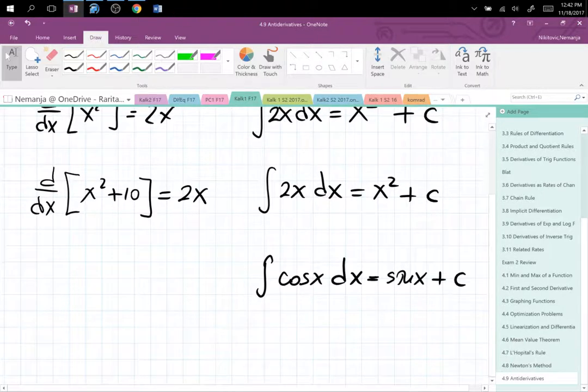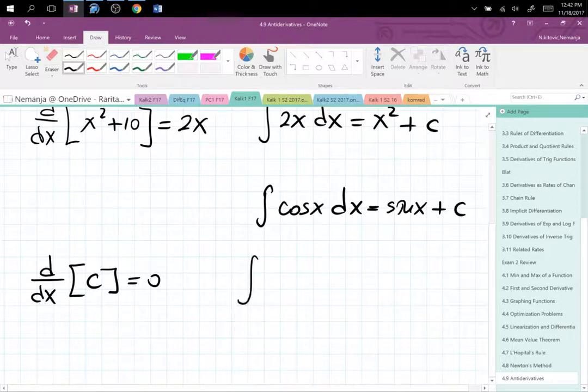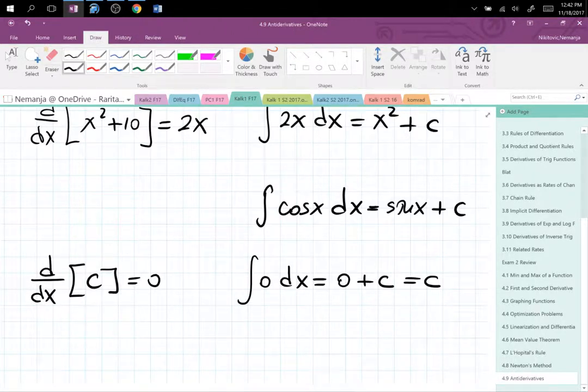So now we are going to learn 0 new formulas, because you already know derivatives, which means you know integrals, because they're backwards, right? If you say that the derivative of a constant is equal to 0, then the integral of 0 dx is going to be 0 plus constant c, which is just c. And yay, there you go. You got your c back.